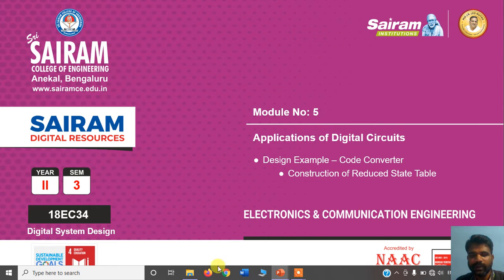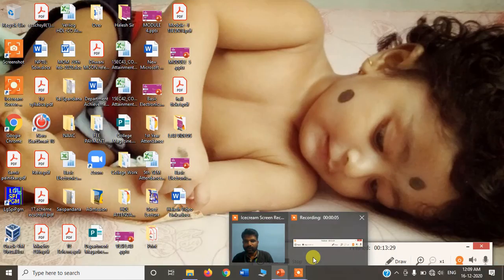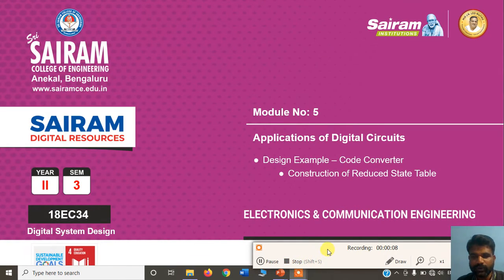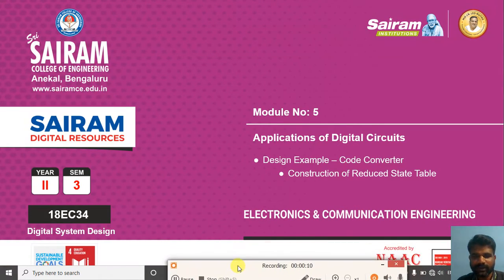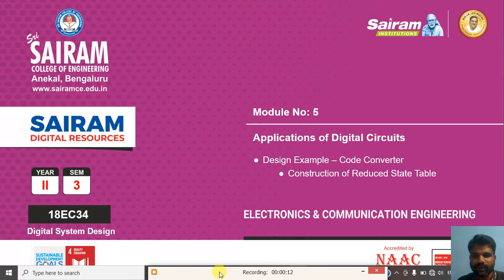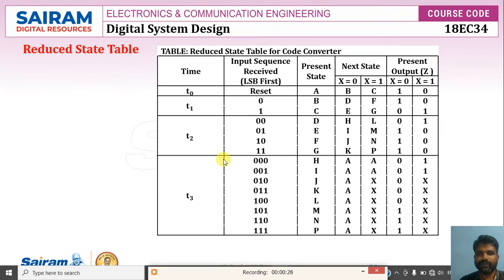Good morning. In this video, I'm going to explain the reduced state table, I mean, the construction of the reduced state table for the code converter. As I explained in the previous video, we constructed the state table as well as the state diagram. From the state table, how do we reduce it? See, this is the state table for the code converter.